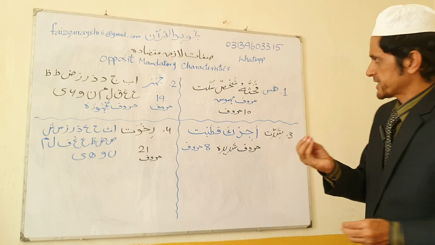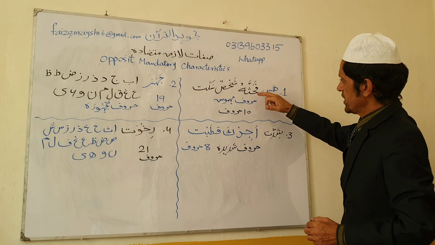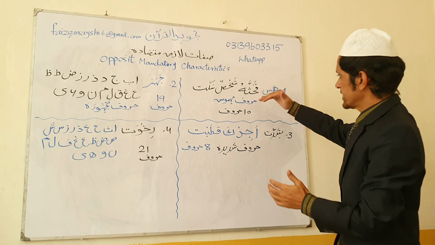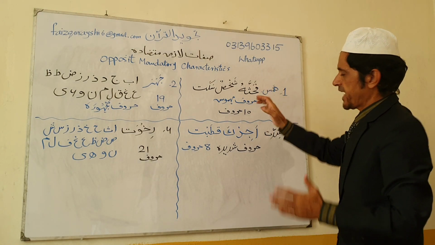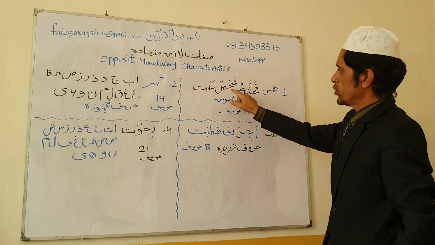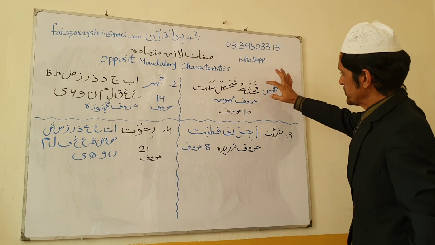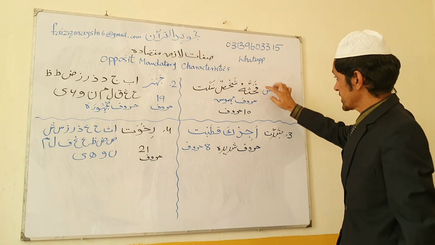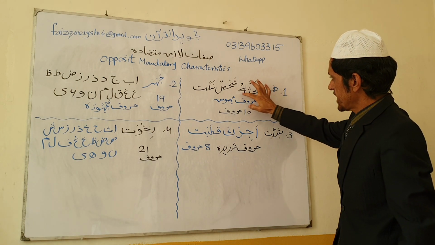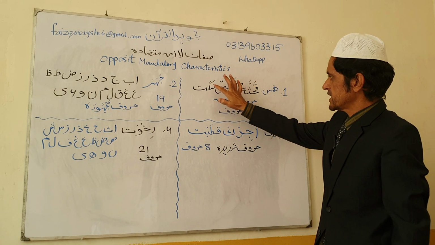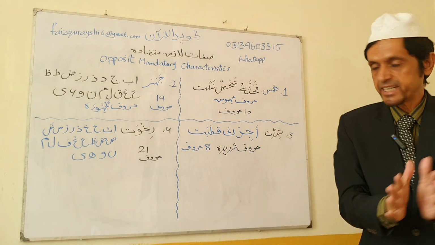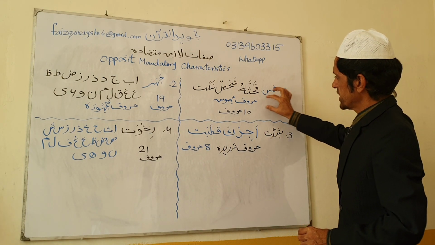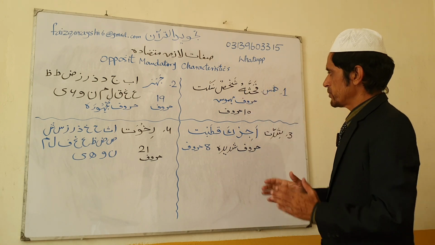Hams is a characteristic in these letters, and this is an acronym of those letters. These are 10 letters, and the acronym is fahathahu shakhsun sakat. It means all these letters have this characteristic, hams: fa, ha, tha, ha, shin, kha, swad, sin, kaf, ta. These are 10 letters, and they have the characteristic of hams. They are called hurufi mahmusa.